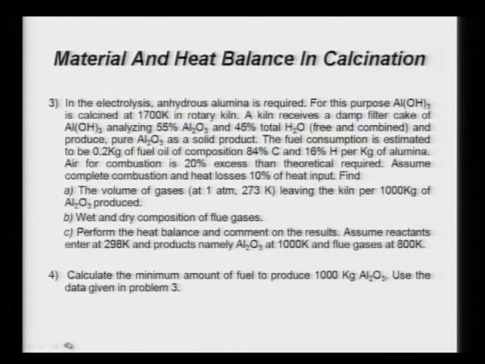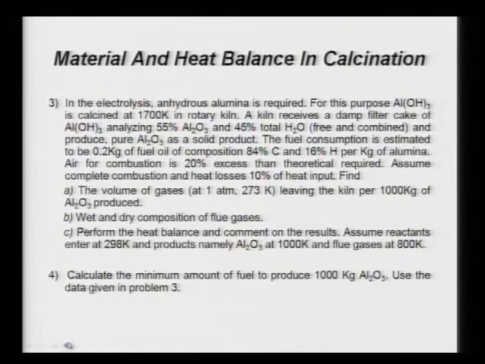Assume complete combustion and heat losses of 10% of heat input; 20% excess air is used for combustion. Now, you have to find out the volume of gases, wet and dry composition, and perform the heat balance. Now, this is a very important step. Fourth, calculate the minimum amount of fuel to produce 1000 kg Al2O3, using the data given in problem 3. Now, here the whole idea is to know what is the minimum fuel.